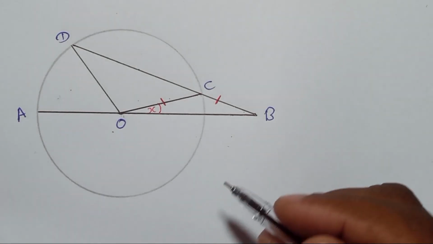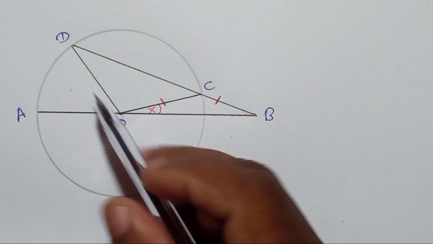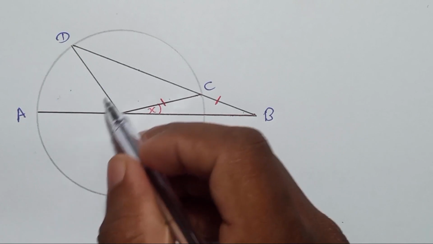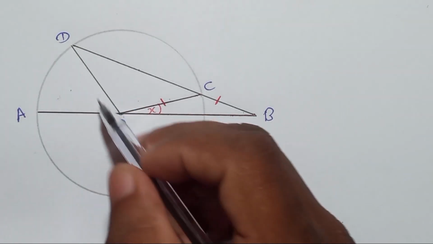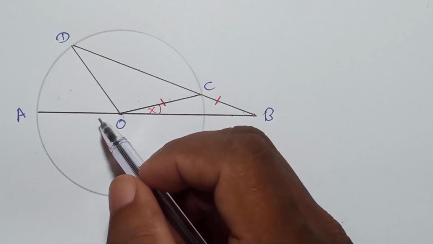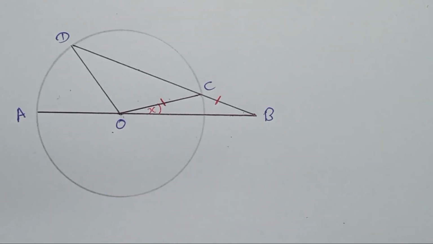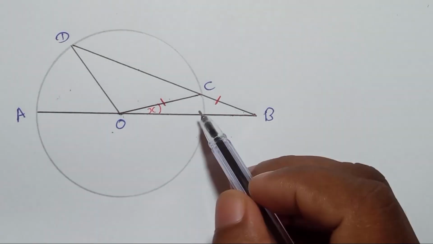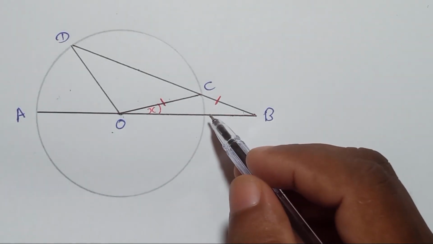Okay, now here we need to find AOD, that means this angle, right? This angle, AOD, in terms of x. That means your answer must have x. It can be x over 2, 2x, like that, somehow x. Anyway, now I think you know that thing, right?